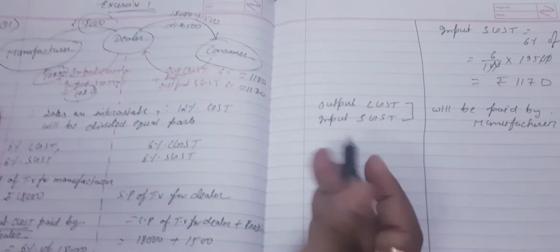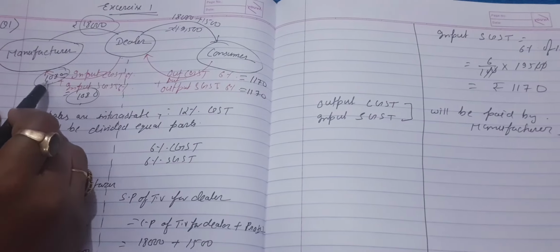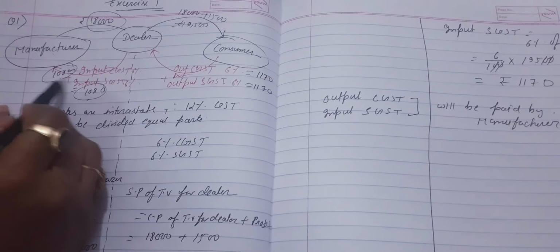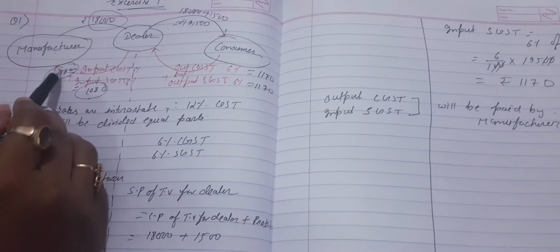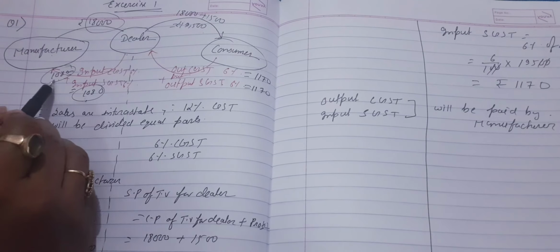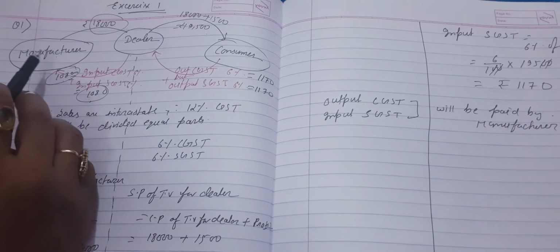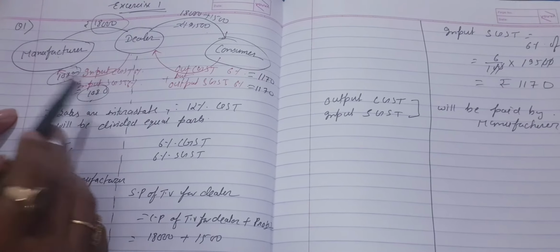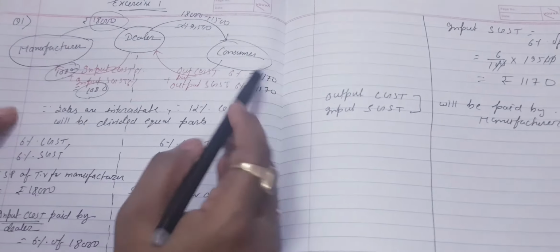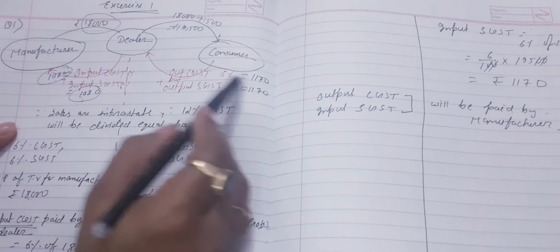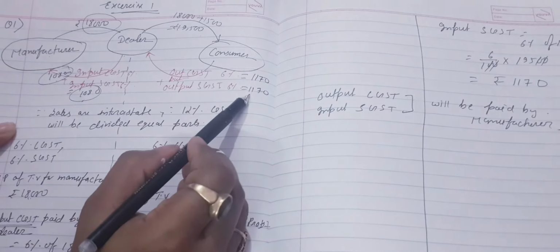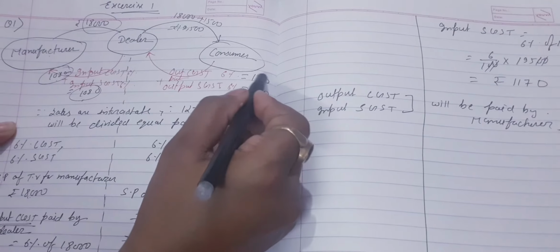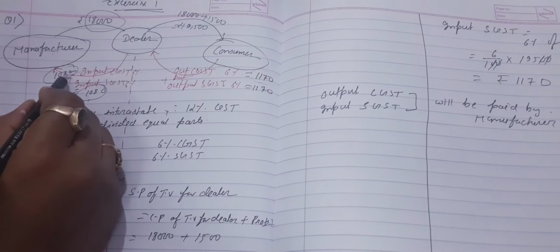So what we need to understand is, when the dealer pays 1080 rupees for the central government to the manufacturer, the manufacturer completely pays this money to the central government, and this money to the state government. 1080 rupees will be directly paid by the manufacturer to the central government and 1080 rupees to the state government. Okay, and how much money does the dealer collect as tax for the central government from the consumer? It is 1170. And how much for the state government? That is also 1170. But out of 1170 he has paid 1080 rupees.